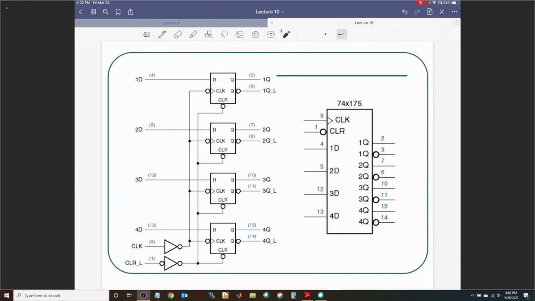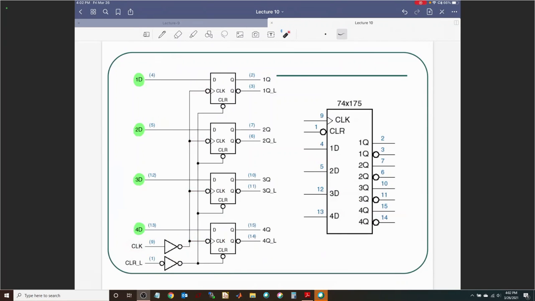There is no real significance over here. 1D, 2D, 3D, 4D, and so on. So your new inputs are here, right? If you want to load new bits into the register, then you need to connect them to 1D, 2D, 3D, and 4D. Everything is synced to the same clock. Inverted clock connected to negative edge triggered D flip flops, 4 of them.